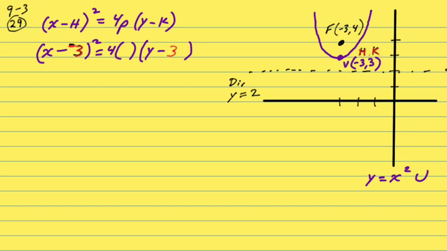3. What is the focal length, p? 1. Is it positive for opening up or to the right? Yes, so it stays positive. So my answer on this would be (x plus 3) quantity squared equals 4 times the quantity (y minus 3).